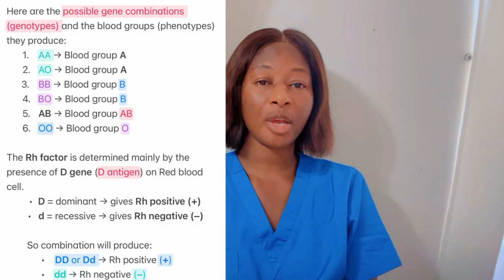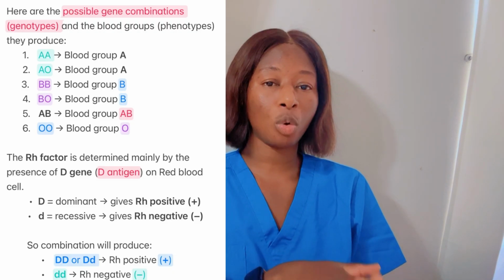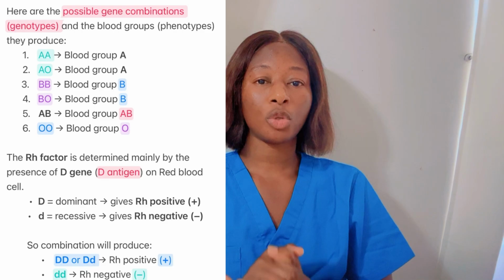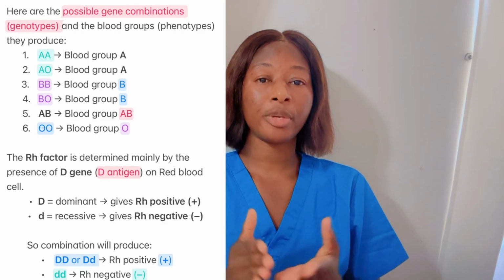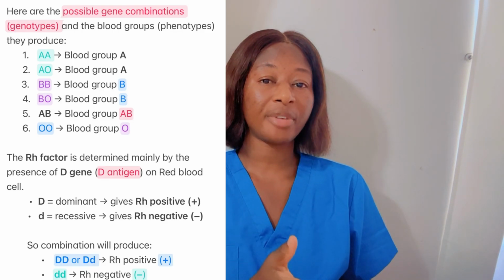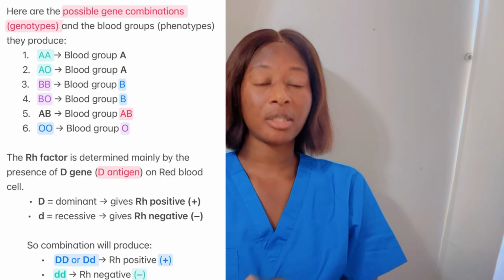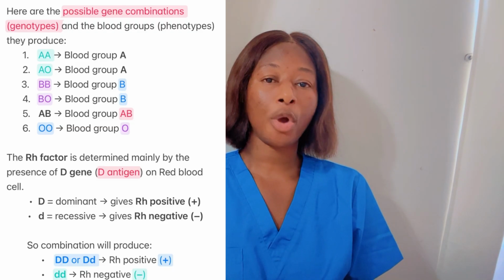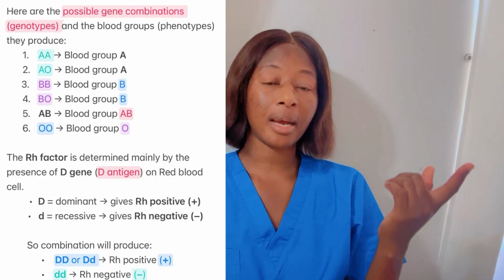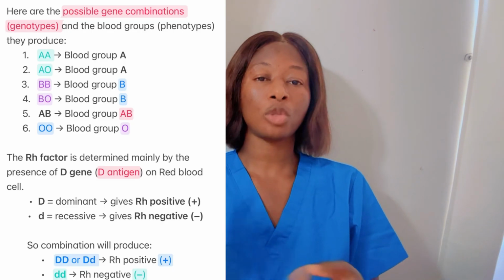And this is the manner in which the genes of the ABO blood group are inherited. If you inherit two copies of recessive, they will manifest equally. If you inherit two copies of dominant, they will manifest equally. But when you inherit a dominant and a recessive, the dominant suppresses the recessive.